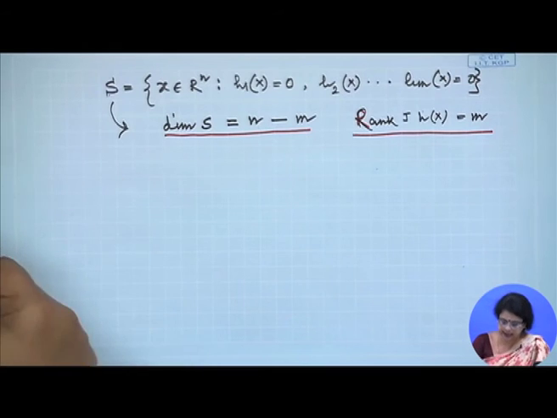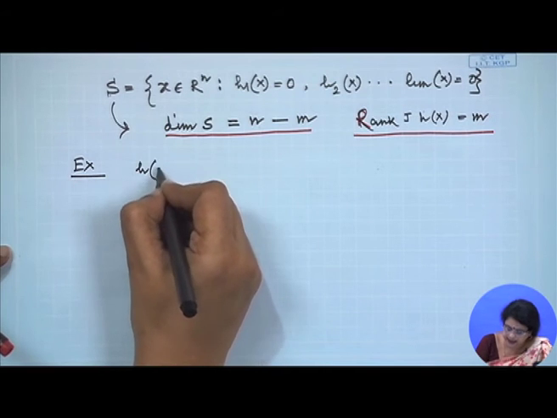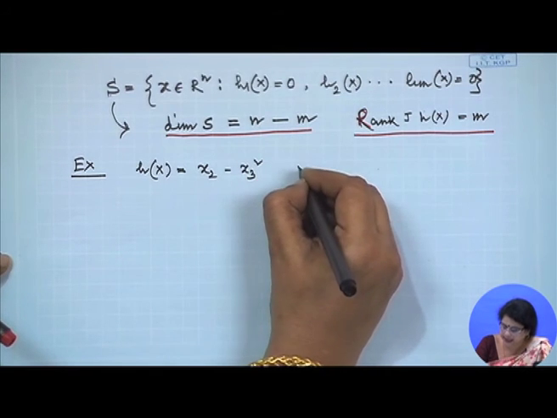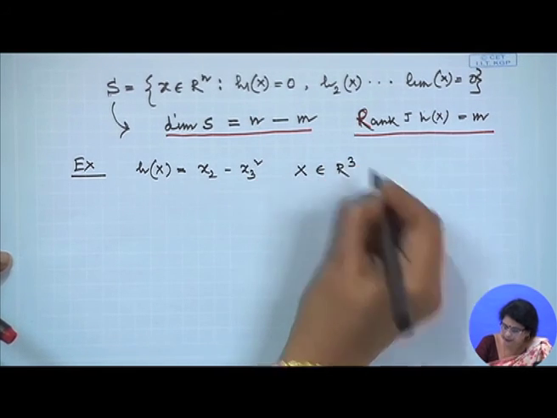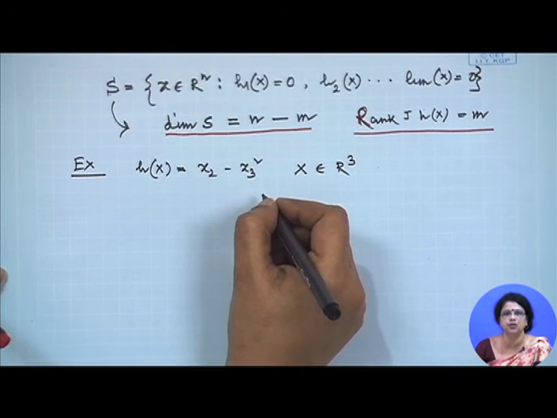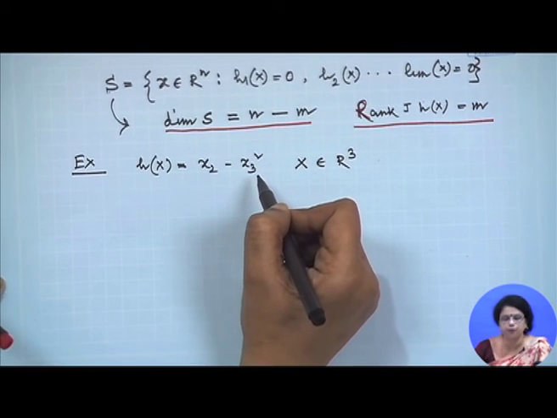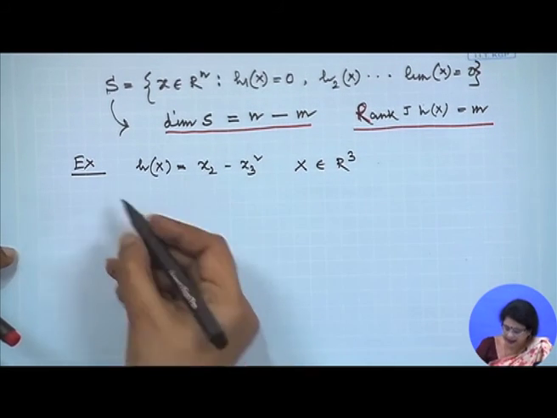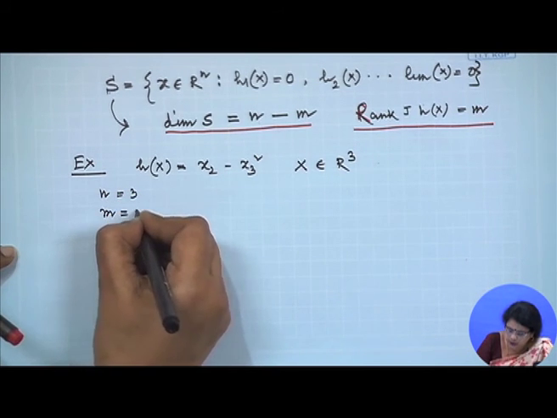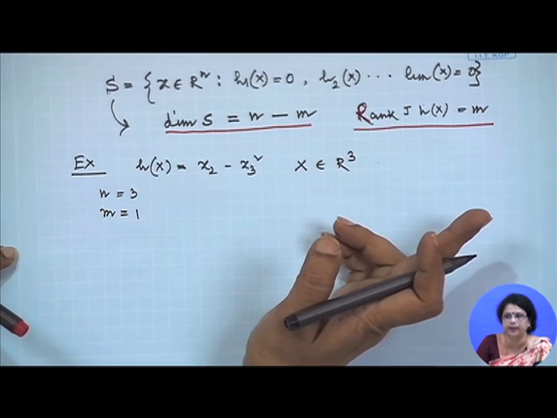The first example is that we are getting H(x) equal to x2 minus x3 square, there is only one constraint. It has been said that x is in R3 only. When we are dealing with the regular point, we are only dealing with the constraints. The constraint does not have x1, that is true, but the objective function must have that. And here n is equal to 3, m is equal to 1, so the dimension of S must be equal to n minus m, that is equal to 2.